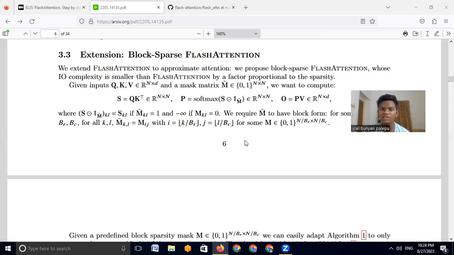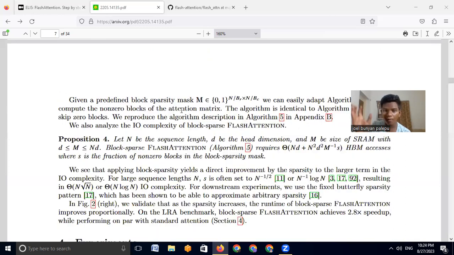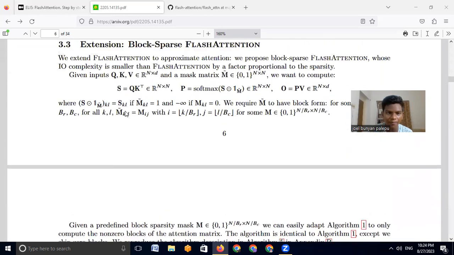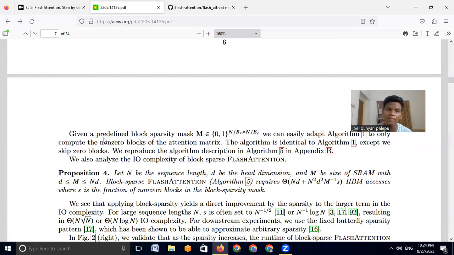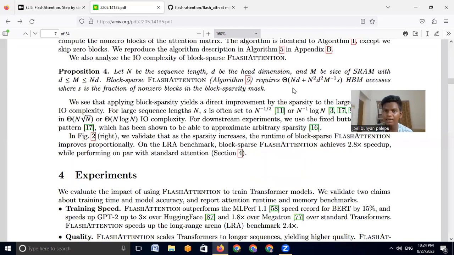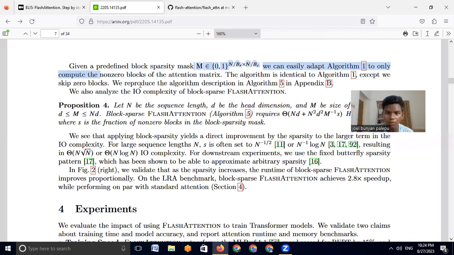So using this tendency of language, we are going to divide the input into blocks and then perform attention on each block. Of course we're going to have huge blocks, but we're going to perform attention on these specific blocks. So given a predefined block sparsity mask, we can easily adapt Algorithm 1 to only compute the non-zero blocks of the attention matrix. And we're going to skip some blocks.